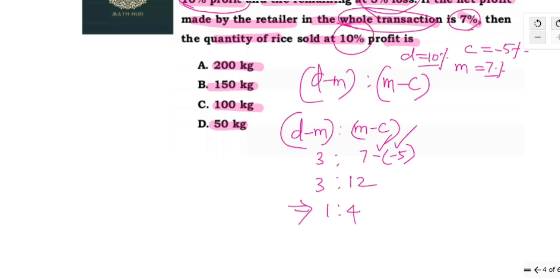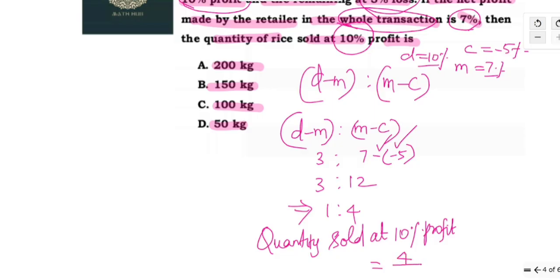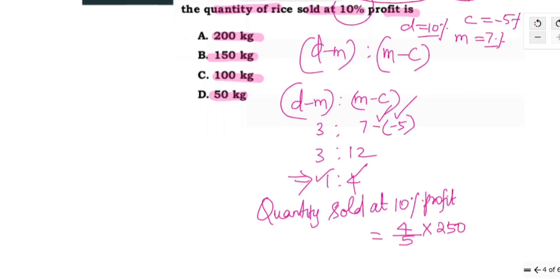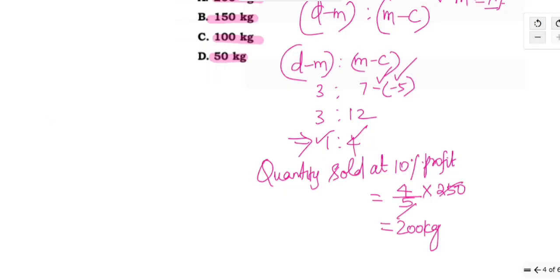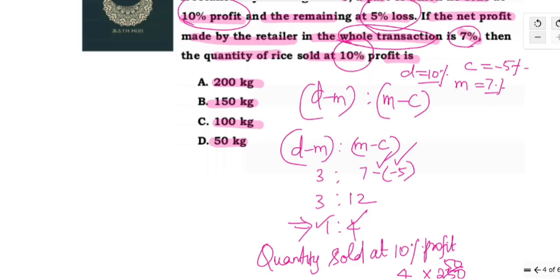Now, the quantity sold at 10% profit, we are going to think about. So in this, 4 contributes the profit. That denotes the profit. So 4 out of 5, because 1 plus 4 is 5, times 250. So that is nothing but 200 kg, because 5 goes into 250 fifty times. So option A is the right answer.